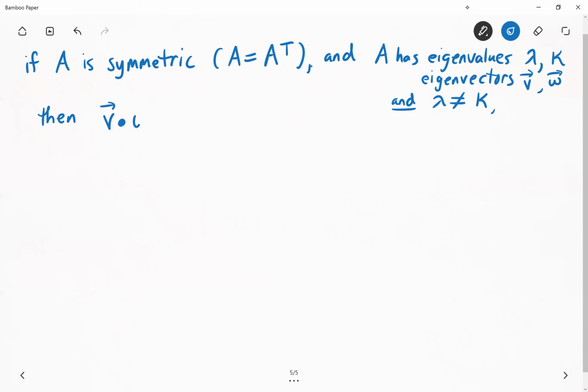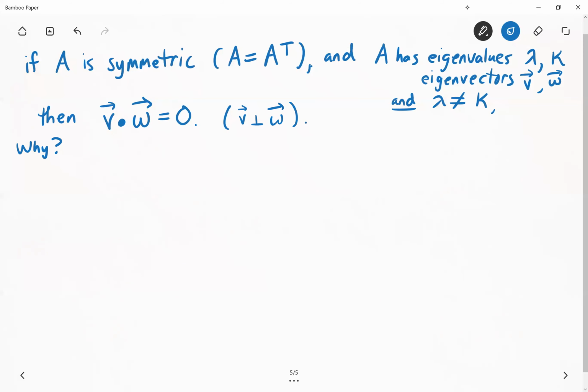Or equivalently, the dot product of the eigenvectors is 0. And recall this also means that V is perpendicular to W. Right, so if we have something special about our matrix, that special property is somehow being reflected in the eigenvectors themselves. To explain why this is true, we're just going to use some properties of the dot product and some of the notes and observations we just made about the transpose.